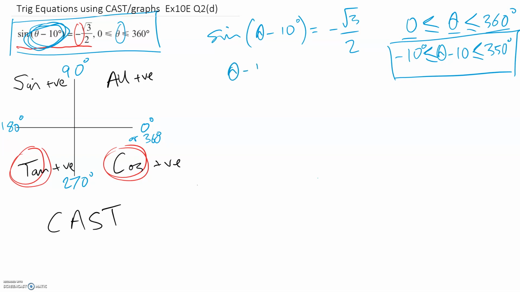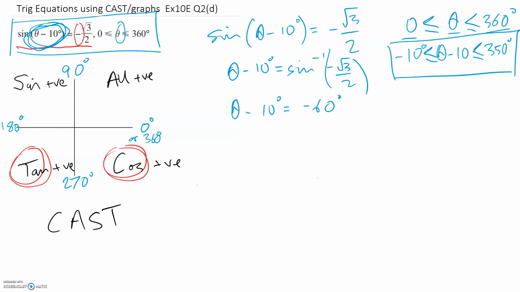So if we use our calculator, do inverse sine of minus root 3 over 2. Make sure you're in degrees mode. Make sure there's a small d at the top of your calculator screen, and then you will hopefully get minus 60 for this. So that means theta minus 10 degrees equals minus 60.